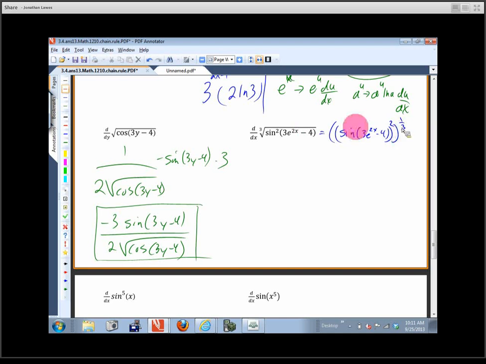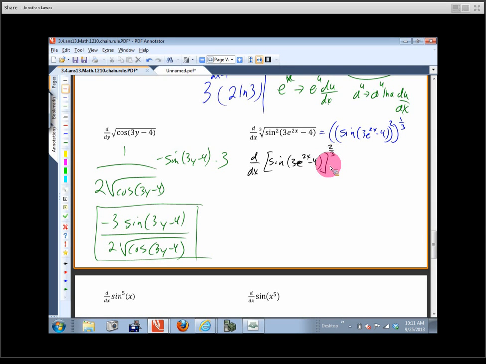Now, this is not a great way to write it. That's a better way to write it, but what's the best way to think of this? To the 2/3, okay? Think of it as one single power rather than two separate ones. So we're going to write it this way. The original problem is going to be, we're going to find the derivative with respect to x of sine of 3e to the 2x minus 4, all of that raised to the 2/3.